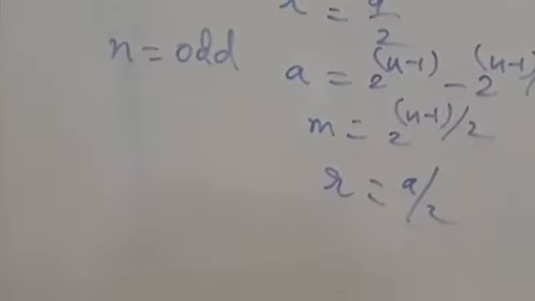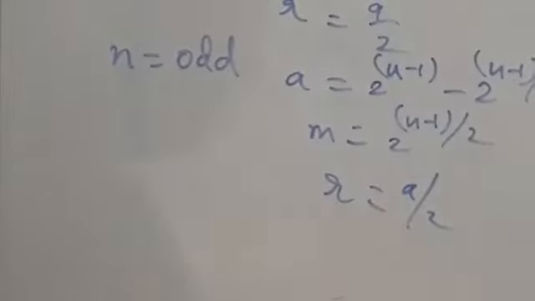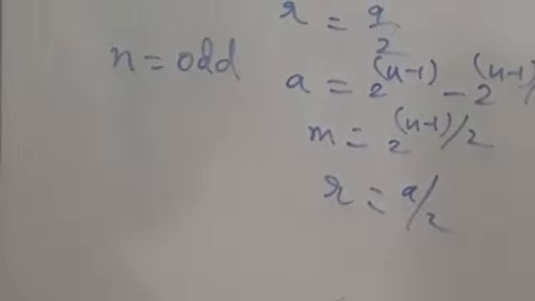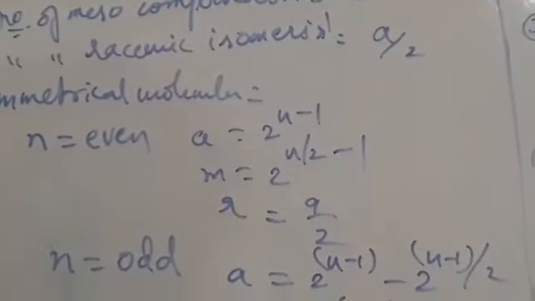So, this is for symmetrical molecules where n is even and n is odd. Here also it is A by 2 only, not A square. Okay. So, this is the calculation of optical isomers. Now, let us see some objective bits regarding isomerism, geometrical and optical isomerism.